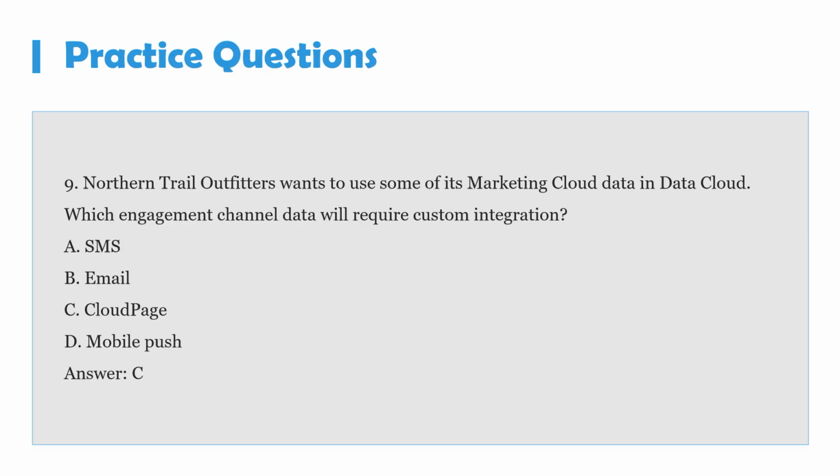9. Northern Trail Outfitters wants to use some of its marketing cloud data in Data Cloud. Which engagement channel data will require custom integration? A. SMS. B. Email. C. Cloud page. D. Mobile push. Answer C.